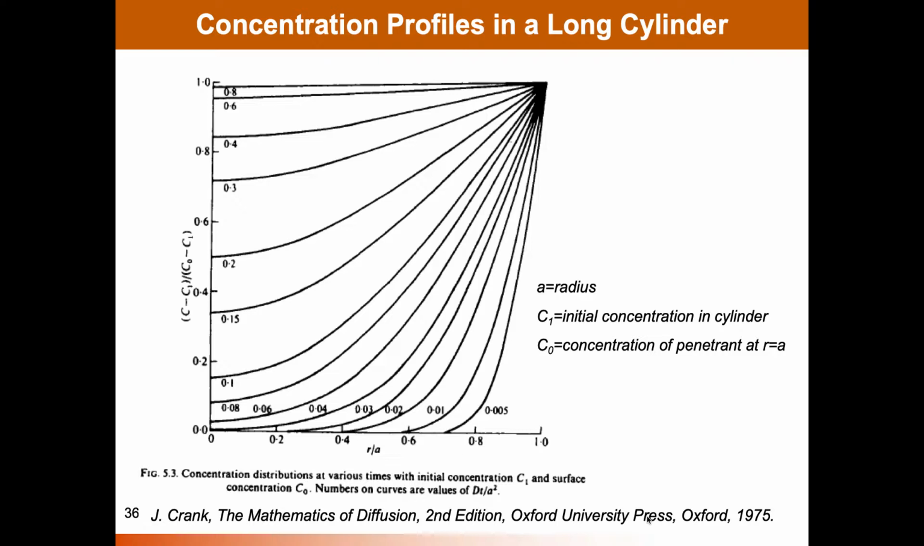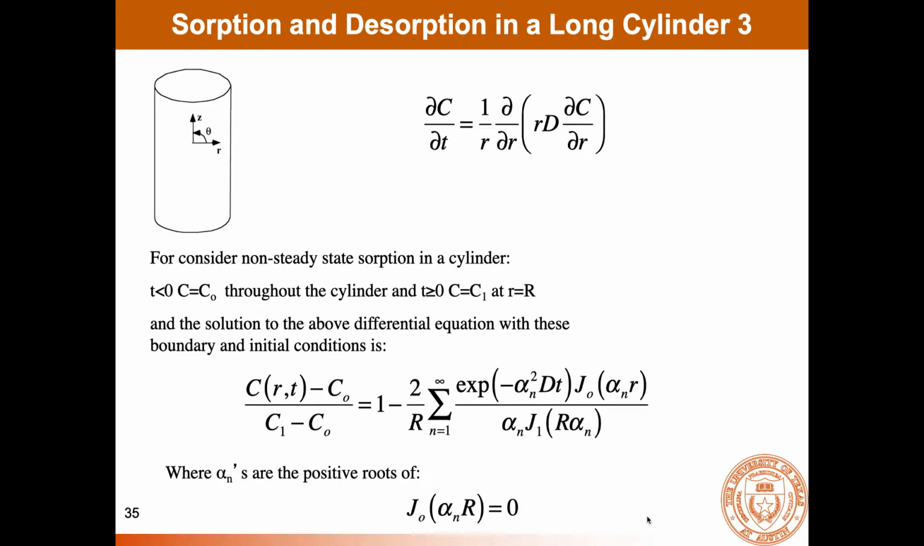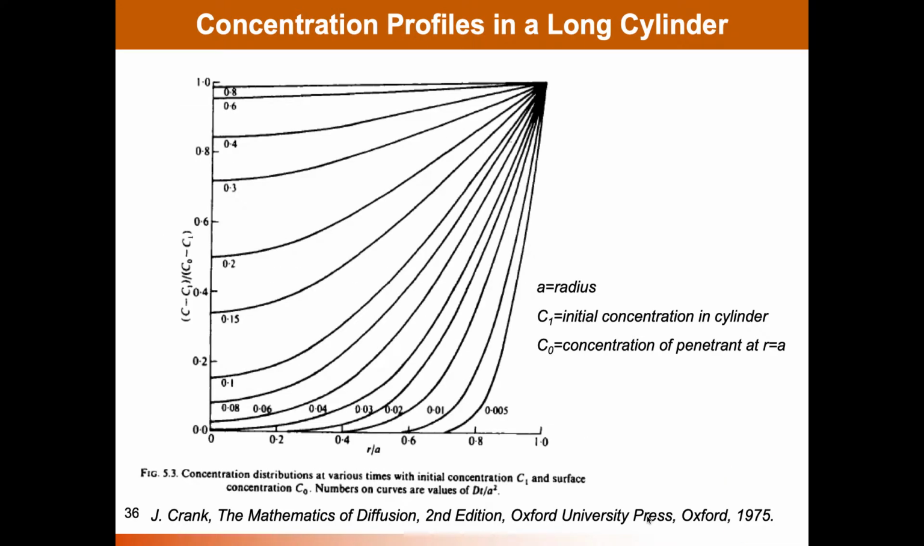This is showing the concentration profiles. Again, the characteristic value for making time dimensionless is Dt over r squared, where a in Crank is the radius r, which I called r throughout here. And again, you can see that by the time you get to Dt over r squared equal to 1, the diffusion is over. Any mass transfer that could occur has occurred.